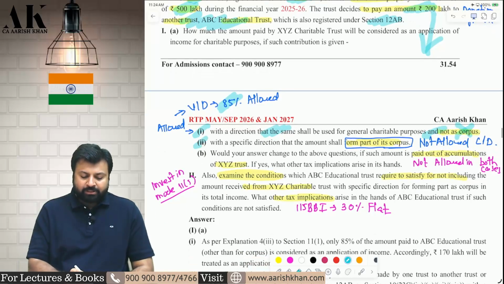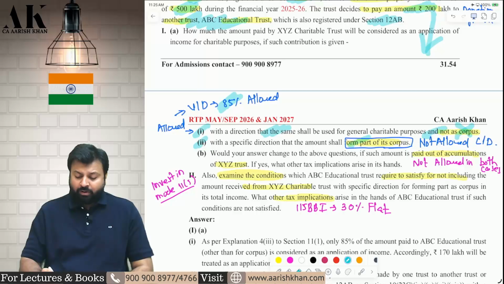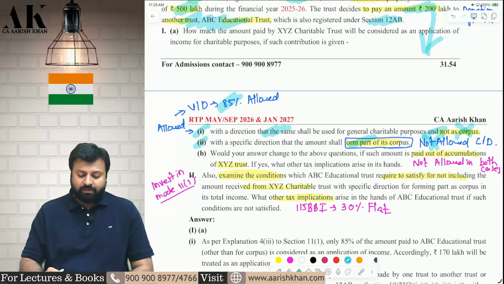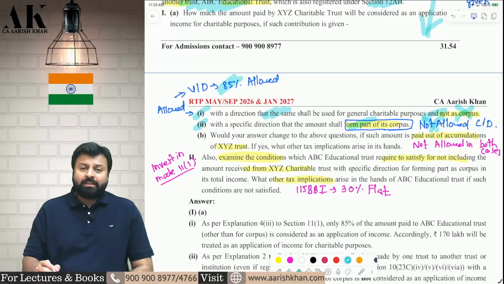Second, in case 2, if this donation is given as a part of a corpus, then it is not allowed. Corpus donation given to another charitable trust is not allowed as deduction. Be very careful.